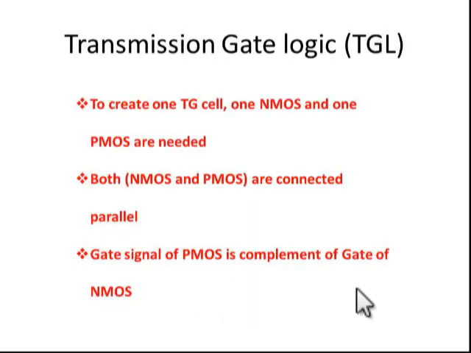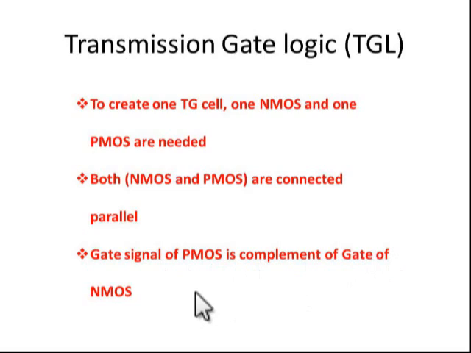The TG logic. In the PTL we used one transistor as a switch, but here we have to use one pair of transistors acting as a switch. To create one TG cell, one NMOS and one PMOS are needed. Both NMOS and PMOS are connected in parallel. This is a very important point. And another important point is the gate signal of PMOS is the complement of the gate signal of NMOS.